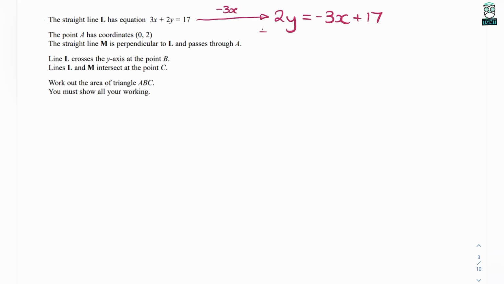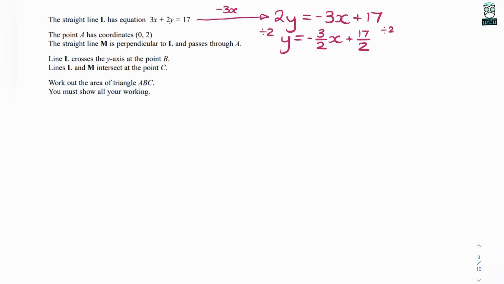Now I want to divide both sides by 2 because I want it to be y equals, not 2y equals. So that would be y equals minus 3 over 2 x, plus, and then I could write that as 17 over 2. You could divide that if you want, but I'm not really going to need to know exactly what that decimal is just yet. So let's leave that as 17 over 2. There is the equation of my first line.